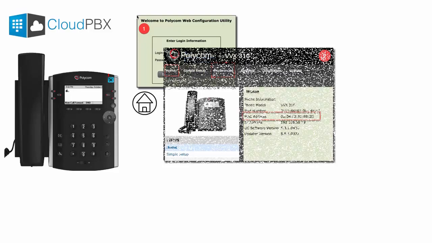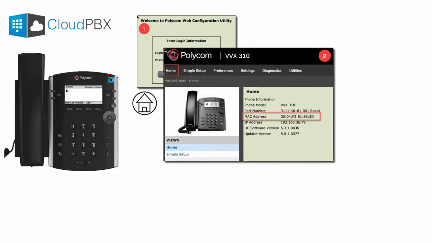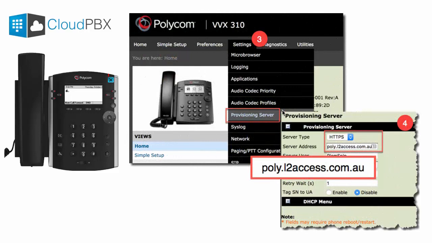Copy the MAC if you haven't already got it. To save our provisioning server URL, jump across to settings, provisioning server, make sure the server type is set to HTTPS, and our server address is poly.l2access.com.au. Scroll to the bottom of the page, hit save, then yes, the phone will restart, but don't worry about that.